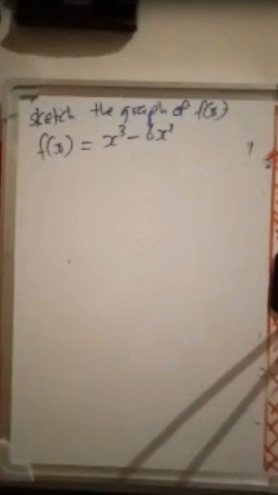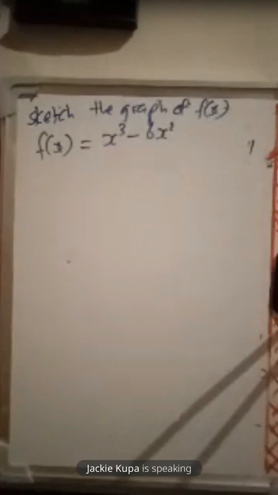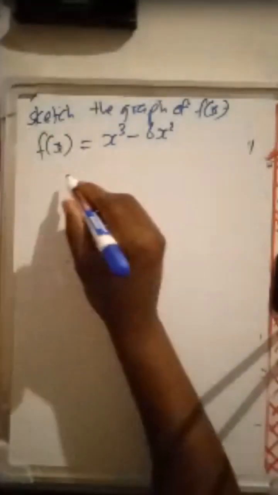Okay? So the first thing is first. What is the value of a there? The value of a is, somebody tell me? 1. It's 1. So how is the shape? Starts as an increasing function, and ends as an increasing function. Okay? Now, x intercepts.